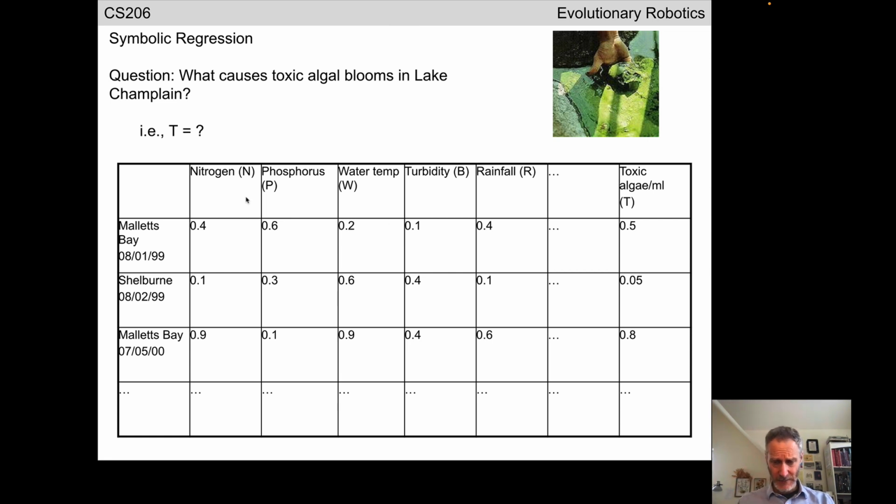So here are all our independent variables, and here's our dependent variable over here. Turns out that T equals N or T equals P are pretty good. Nitrogen and phosphorus runoff from farms surrounding the lake definitely influence toxic algae. But N and P alone are not good descriptors. There are relationships between N and P, combinations of N and P that predict better, that also depend on water temperature, turbidity, rainfall, and so on. So this is a real problem. It would be great to be able to actually generate an equation or a predictive model that tells us when an algal bloom is likely.